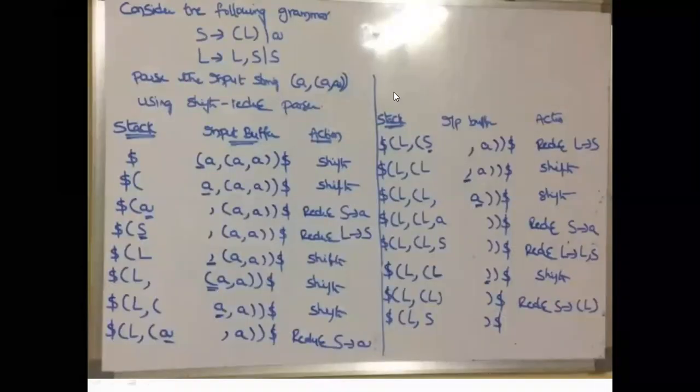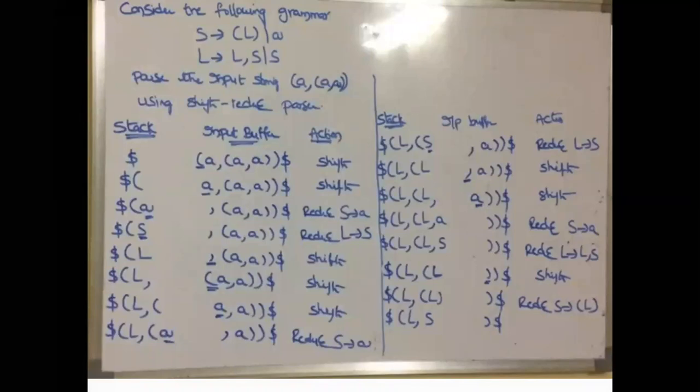Okay, so this is the example. We have to construct a shift reduce parser. So what is a shift reduce parser? In the previous class, we discussed that in a shift reduce parser we have four actions. So what is the first action? Shift. Shift means we take the input symbol and push that input symbol onto the stack. So that is the first action.